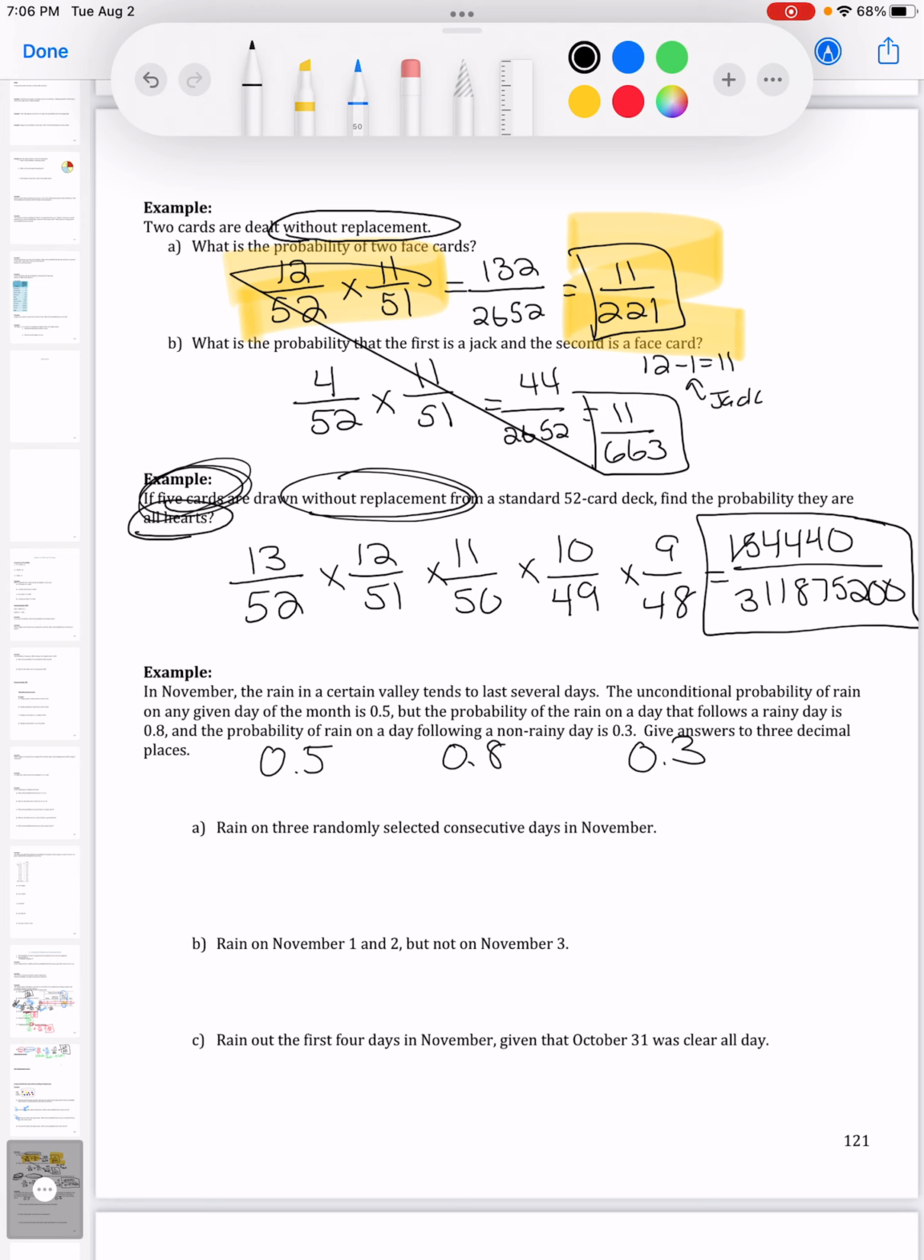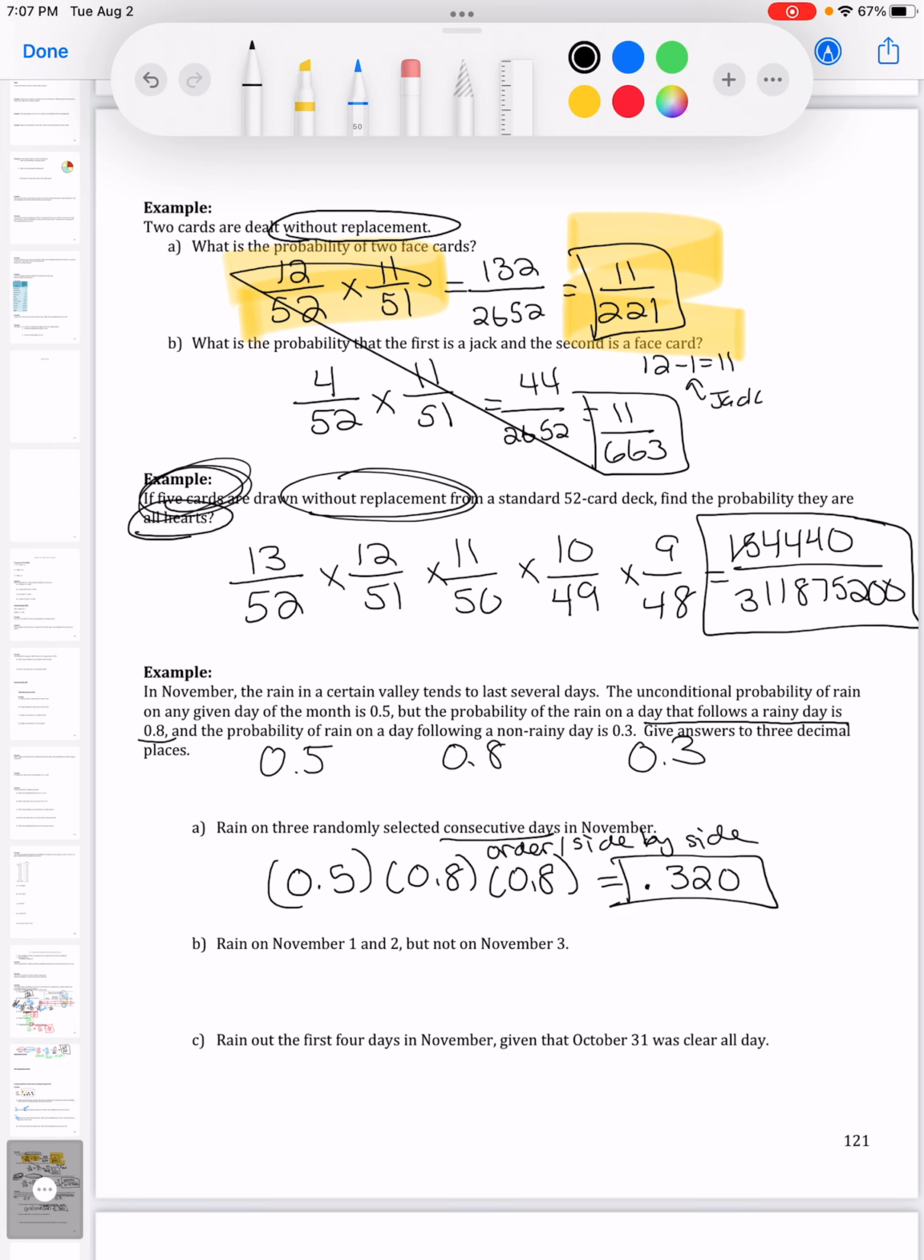So we want to know first the probability of rain on 3 randomly selected consecutive days. So that means we've seen consecutive before. That means we're going in order, or they're side by side. So maybe on the 7th, 8th, and 9th day, those ones grouped together. So the first day, the probability is that 50%. But remember, the probability of it raining the next day following a rainy day is 80%. And that would be for the second and third day. I'm just going to type that in my calculator to give me 0.320.